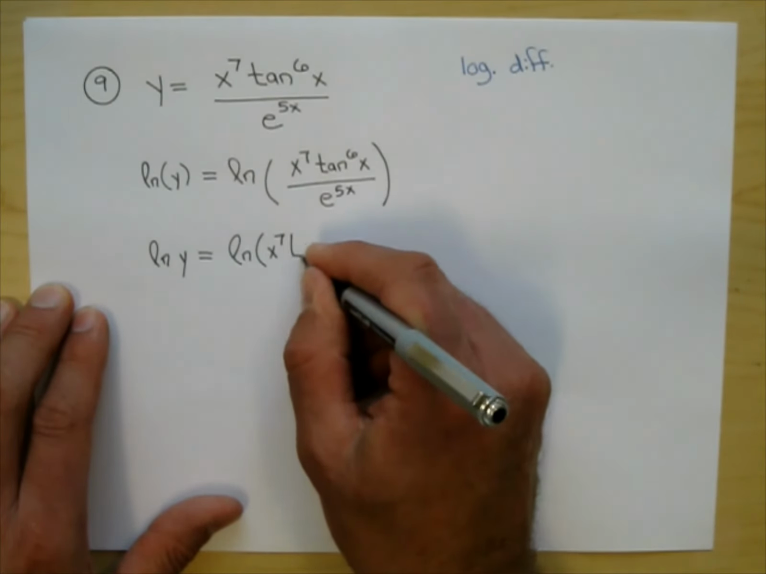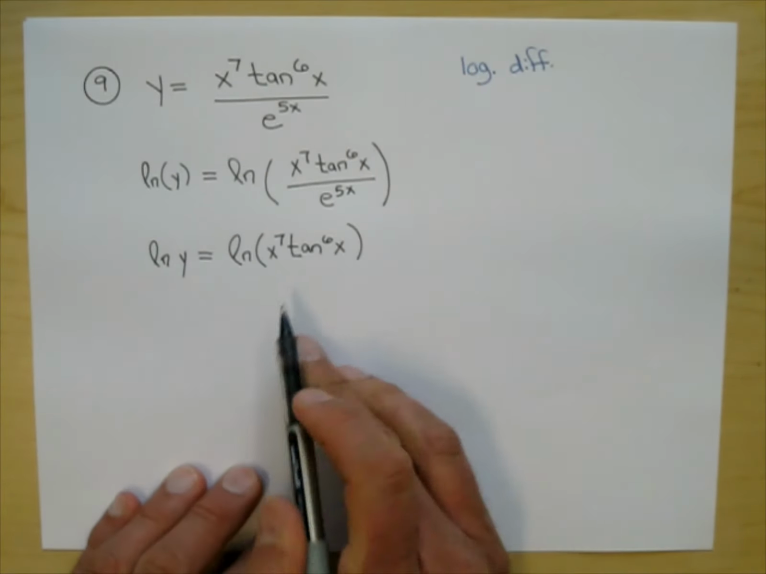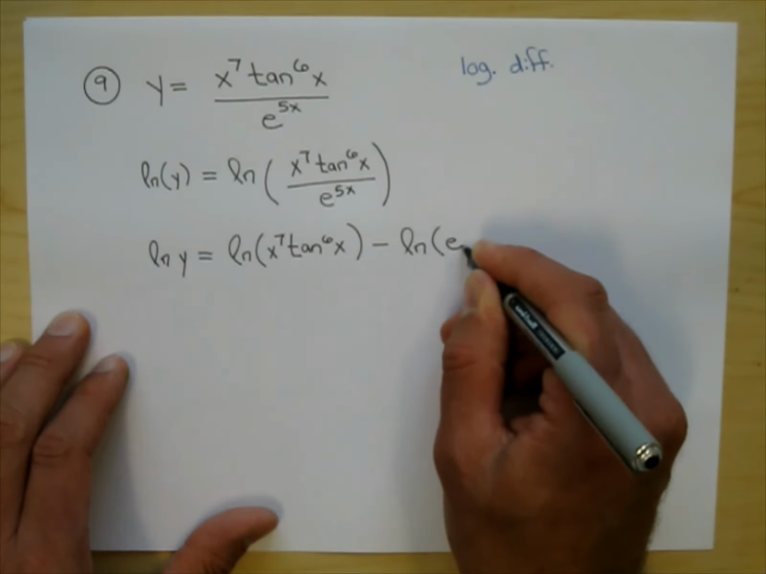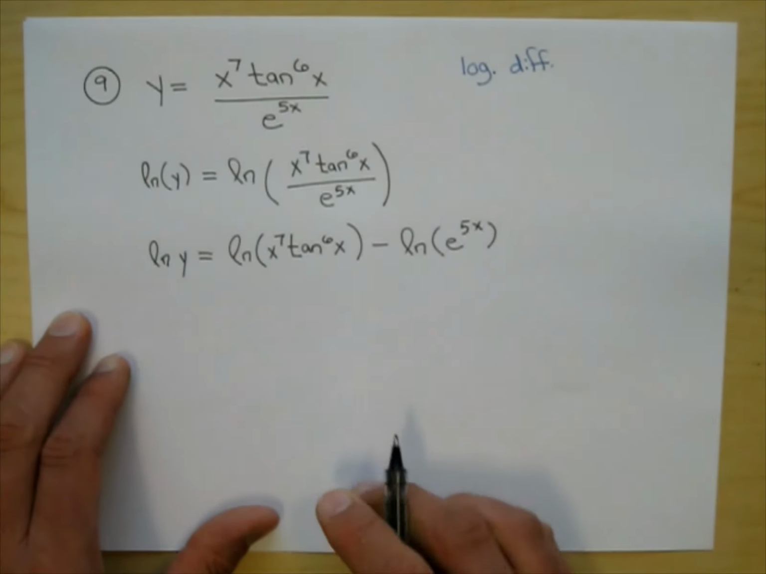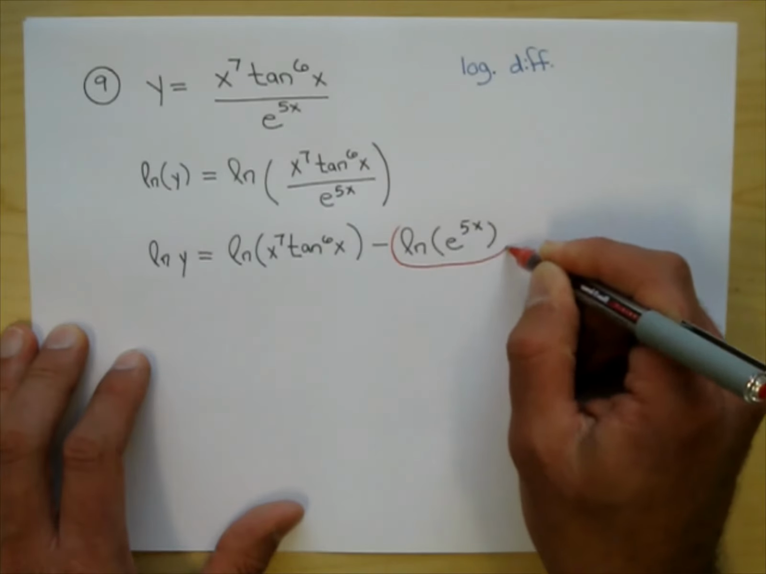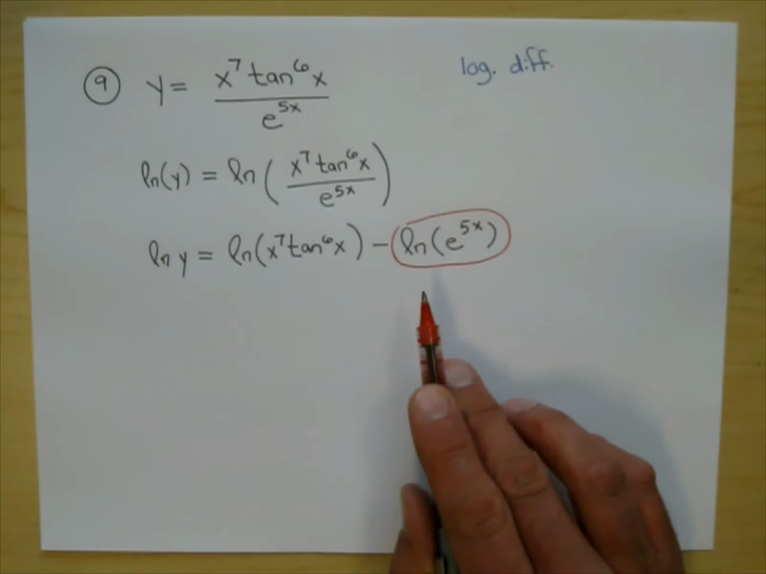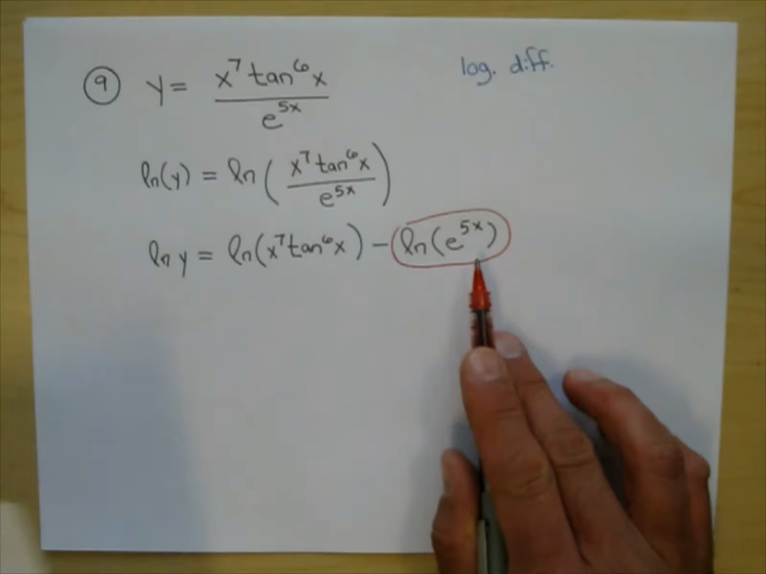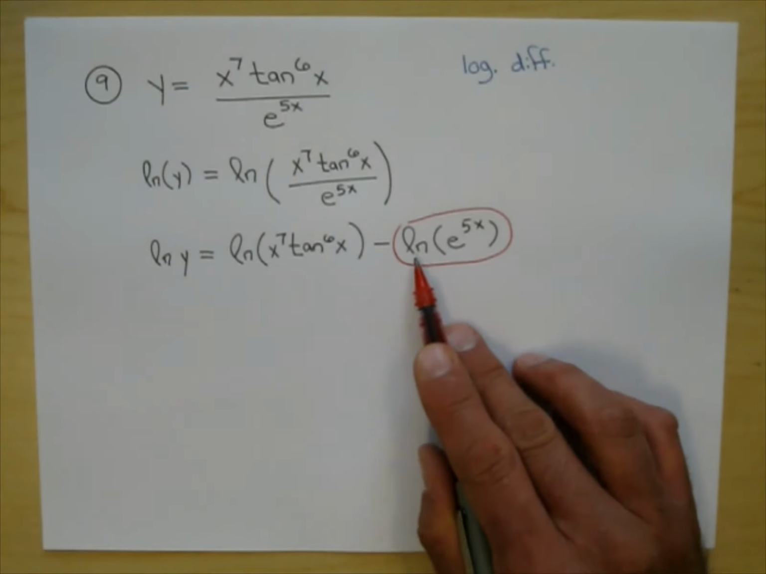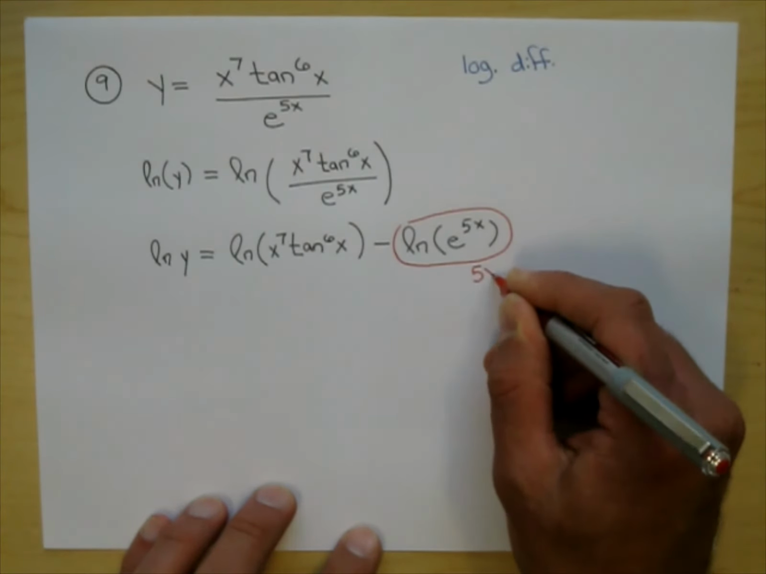This is ln y equals, the quotient rule for logarithms says this, ln x to the 7th tangent to the 6th. And I'll go ahead and keep the parentheses around that. And then we have minus ln e raised to the 5x power. Okay, let's take a look at that e raised to the 5x power. The ln of that. Going back to the properties of logarithms, this is that popping property where you have log base e of e to the 5x. And so that log base e of e is going to go pop, and this is going to give you just a 5x.